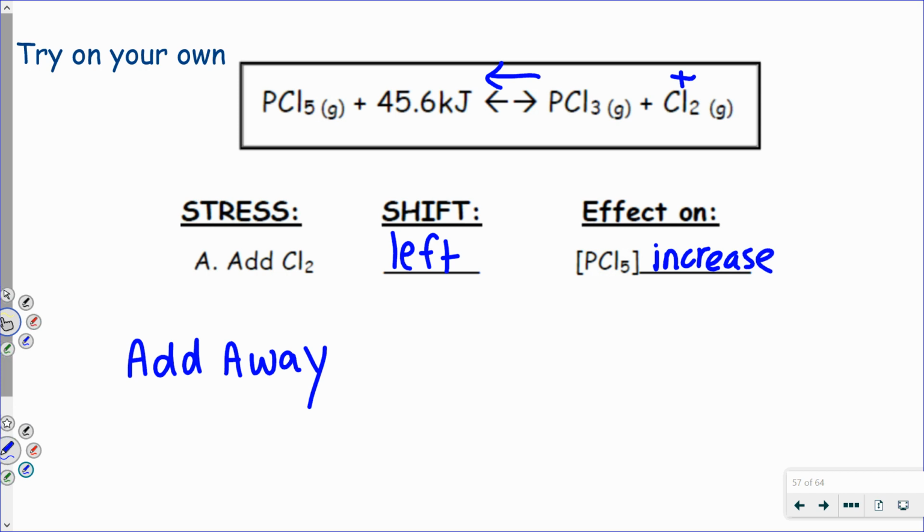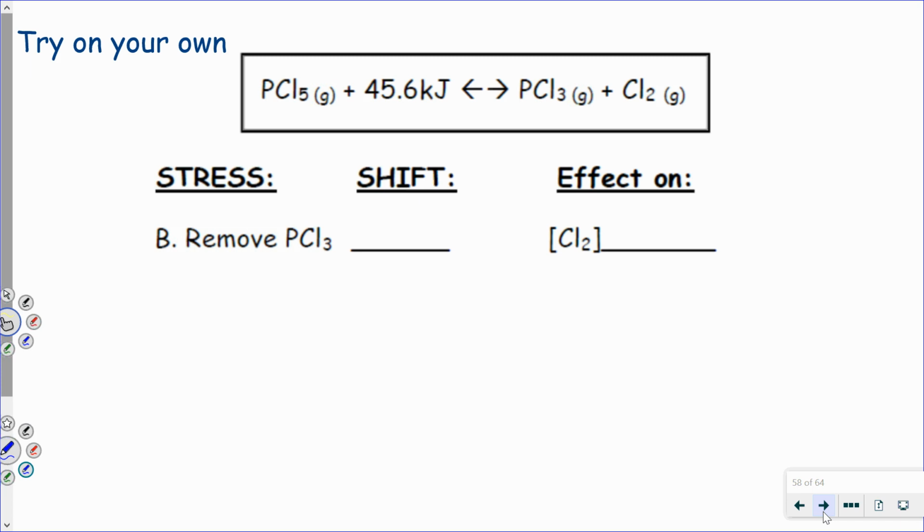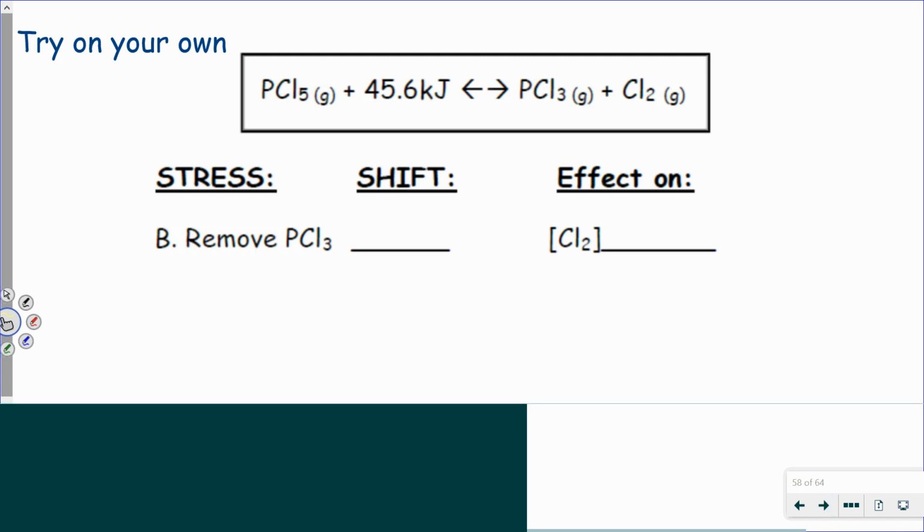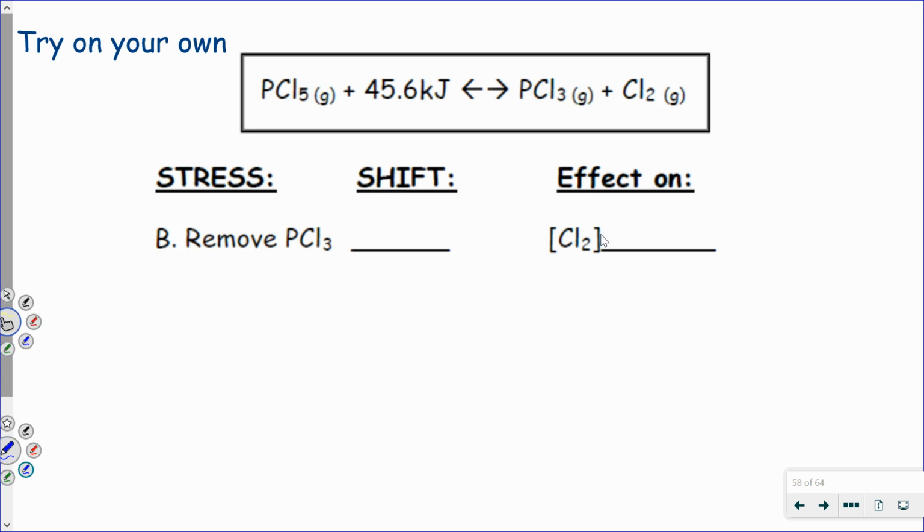Good. All right, let's look at a second problem using this same reaction. What would happen if I remove PCl3? Which way would it shift? And what effect would that have on your concentration of chlorine? So pause the video and try this problem.